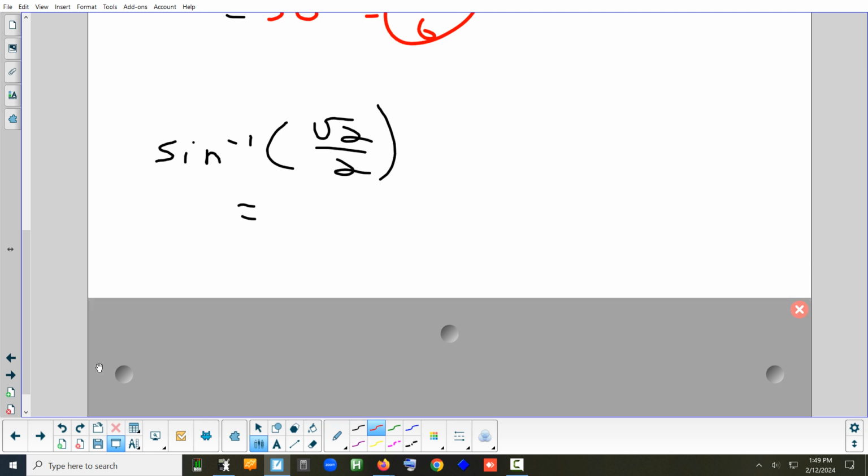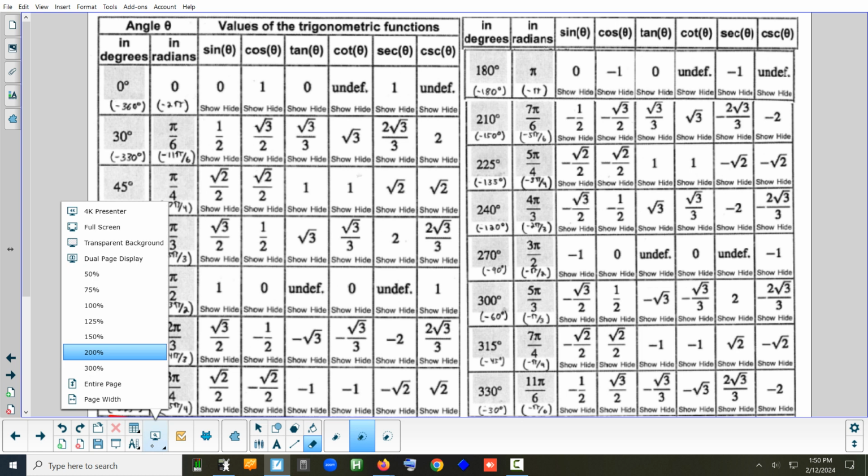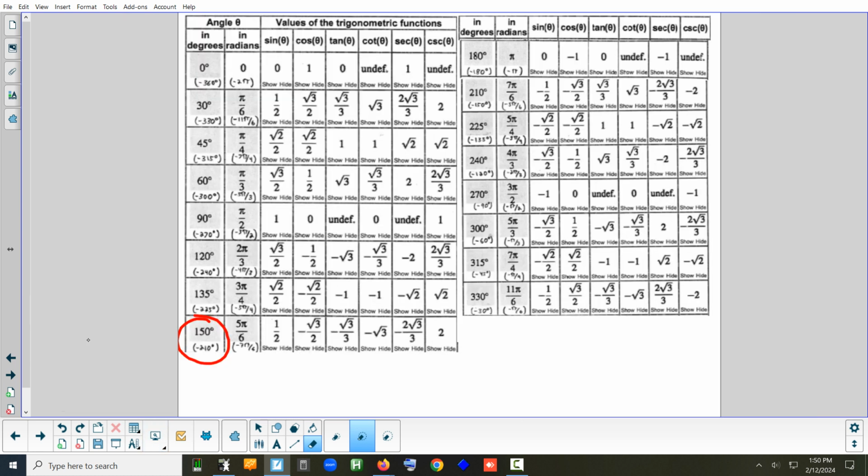All right, let's try this one. Inverse sine of root 2 over 2. So I want to know what angle I can take the sine of, and it comes out to root 2 over 2. We'll circle all our options. Yep, where's the first time you see it? 45. Yep, you see it at 45.